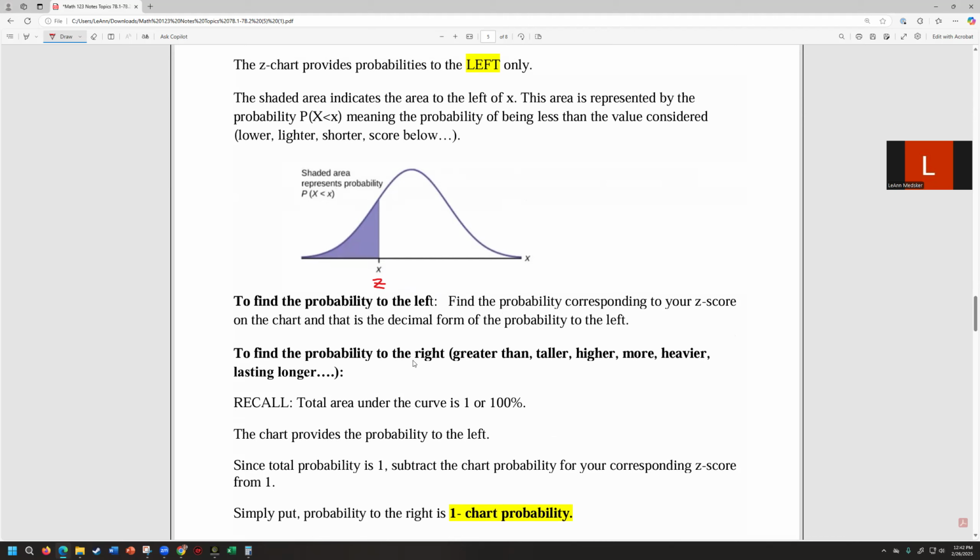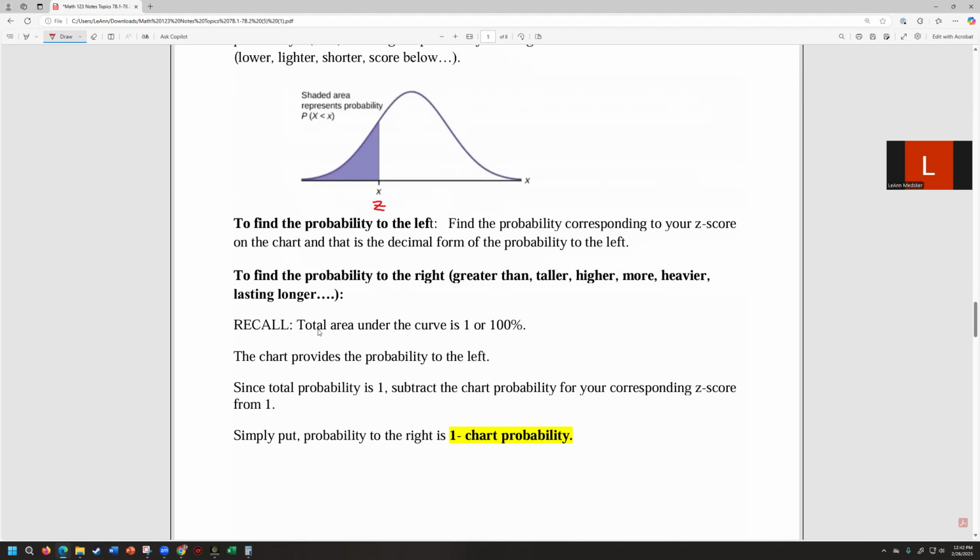If you need to find the probability to the right, which means greater than, taller, higher, more, heavier, longer lasting, whatever, that means to the right, then you take the area of the whole curve, which is 1. In percent that would be 100%, but we're going to leave it as a 1 because the table reads in decimal form. We would do 1 minus the chart probability. So that's how you do the area to the right. To the left, you literally just look it up in the table. That's all you have to do.